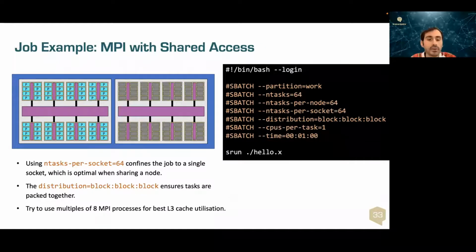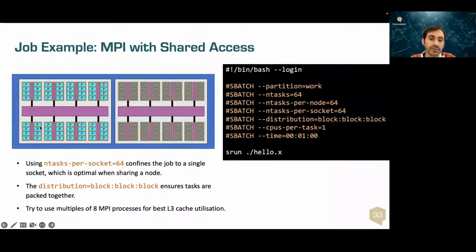Let me now have a look with you at an example of MPI with shared access. So it means that we're not using the full node. In this example, we're just running 64 tasks and 64 tasks per node. As I mentioned in a previous slide, because I'm using less than a full socket, it's a good idea to also specify ntasks-per-socket 64 to make sure that the selected cores are all in the same socket for better performance. And then also using distribution block for a similar purpose. This is mostly useful if you are using less than a socket.